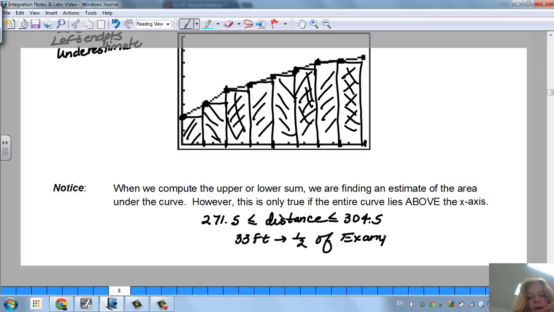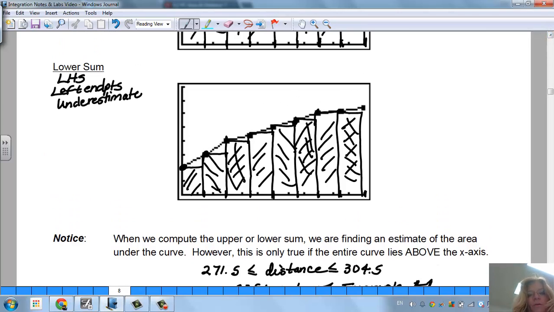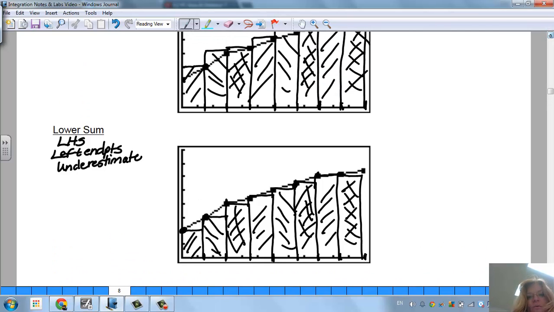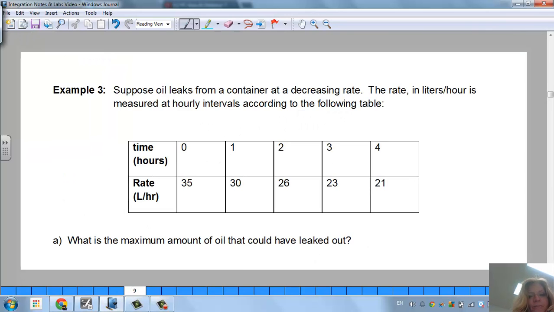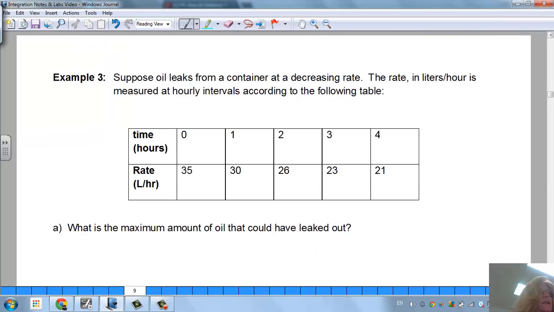The reason why they're coming closer together than in example 1 is because I'm measuring more frequently, and as I do this, notice the more rectangles I have, the closer to a curve it's becoming. All right, and I just want you to notice that more frequent measurements will give you a more accurate measurement. Now, this next example, we're going to talk about oil leaking from a container.